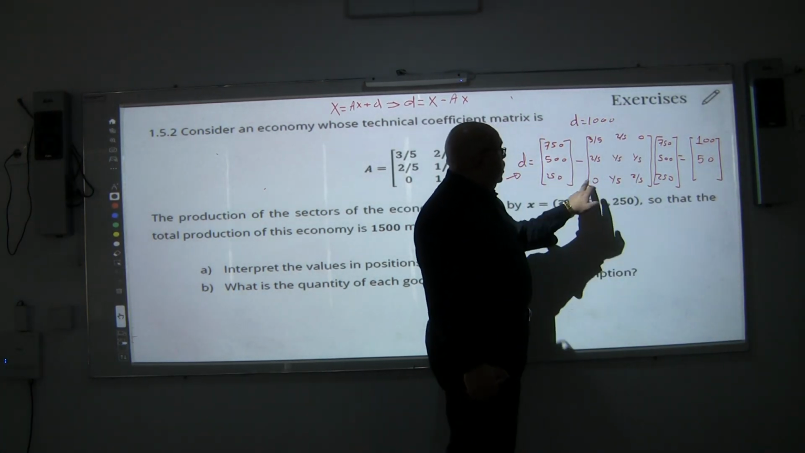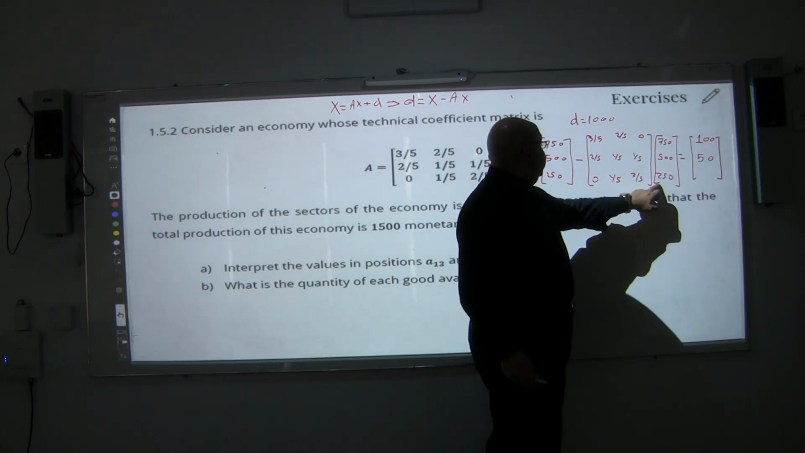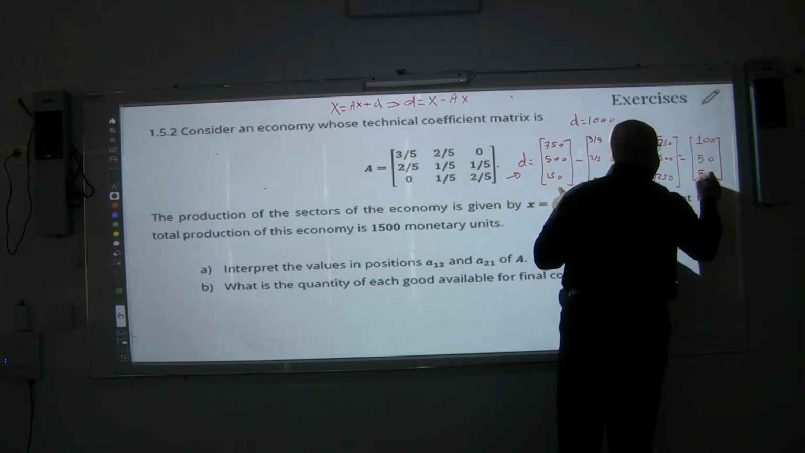For the last row, this is gonna be 100 and that's gonna be 100, so both of them together, it's gonna be 200, out of 250. That's the final demand.